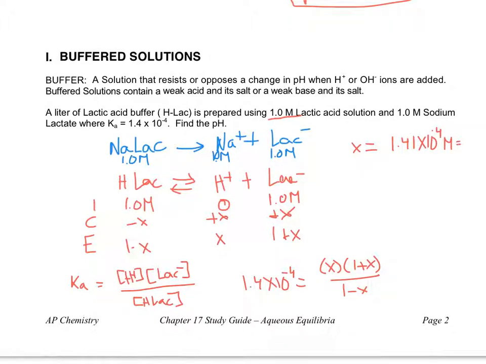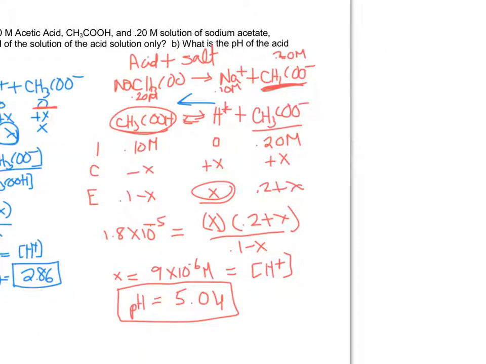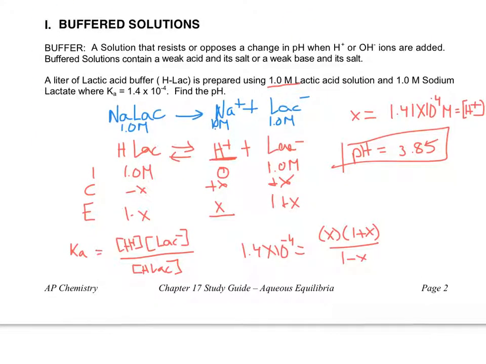And that x is my H plus concentration at equilibrium. And so if I want the pH for the solution, it's just negative log of that, which ends up being 3.85. So we already did a problem similar to that earlier on the page. We just didn't call it a buffer. Here we have an acid and its salt. We did it the same exact way as the buffer. So that's how you find the pH of a buffer.